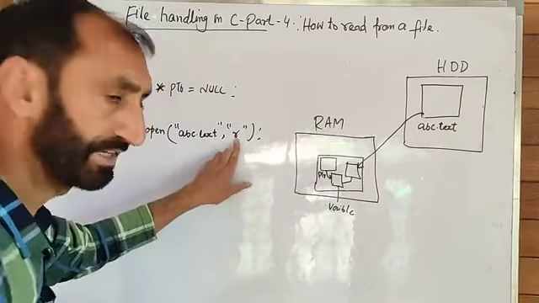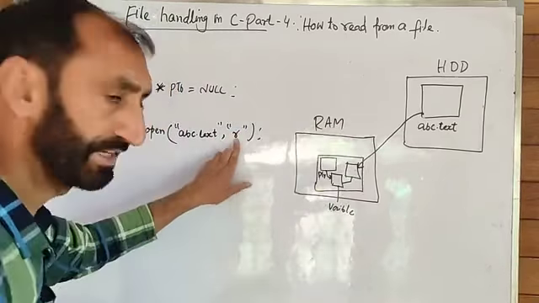Okay. Now, for example, suppose this file contains Yousuf. The contents of this file is Yousuf. Here we assume that we have already created a file in the hard disk. We have already created a file which contains the contents Yousuf, and that is by name abc.txt.